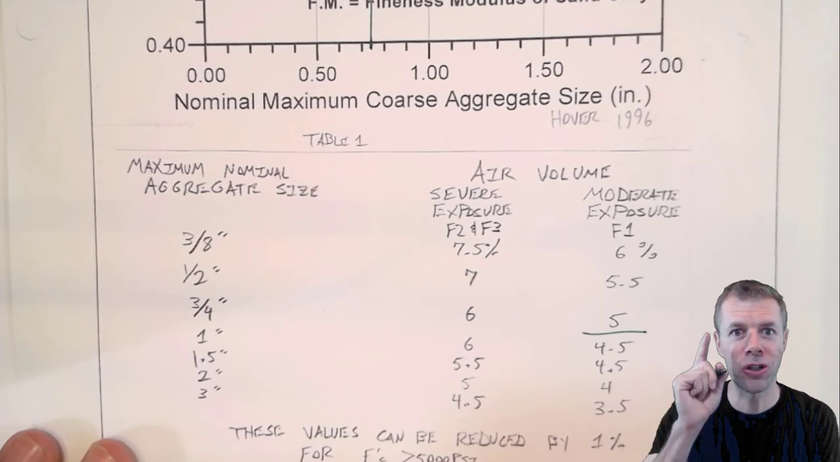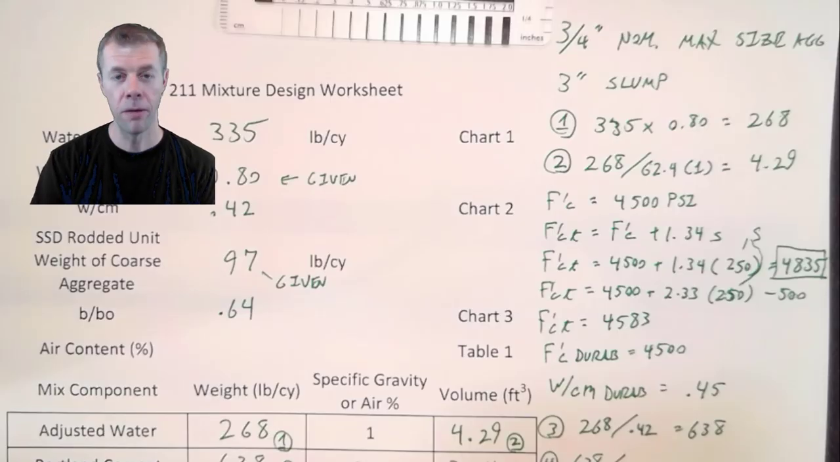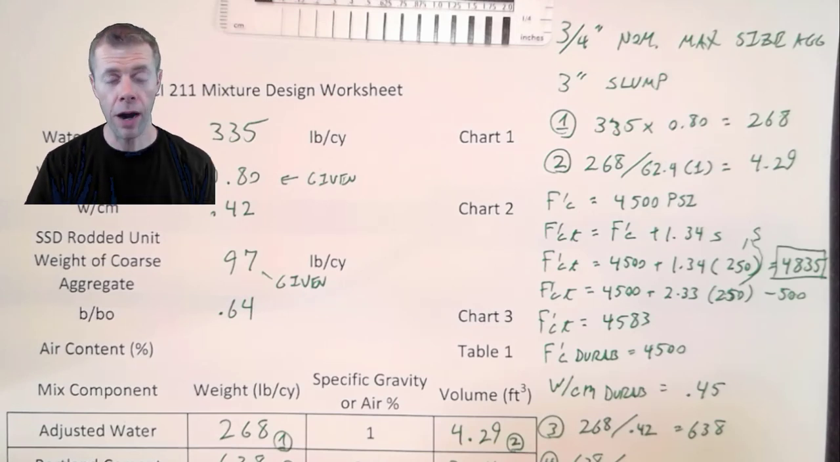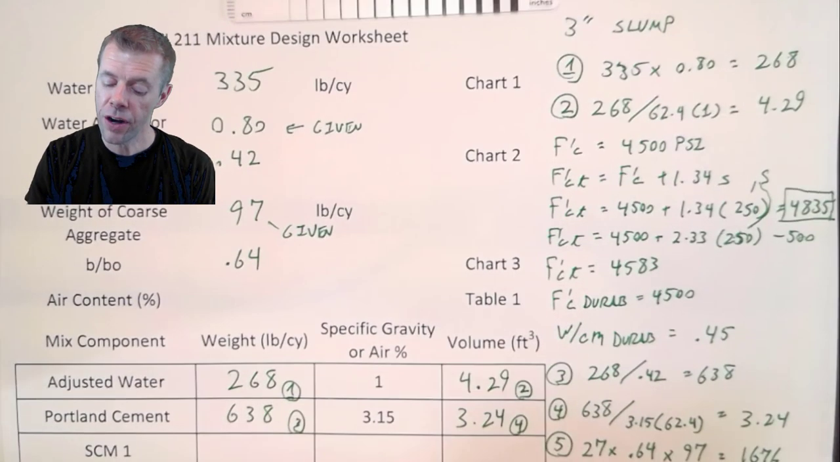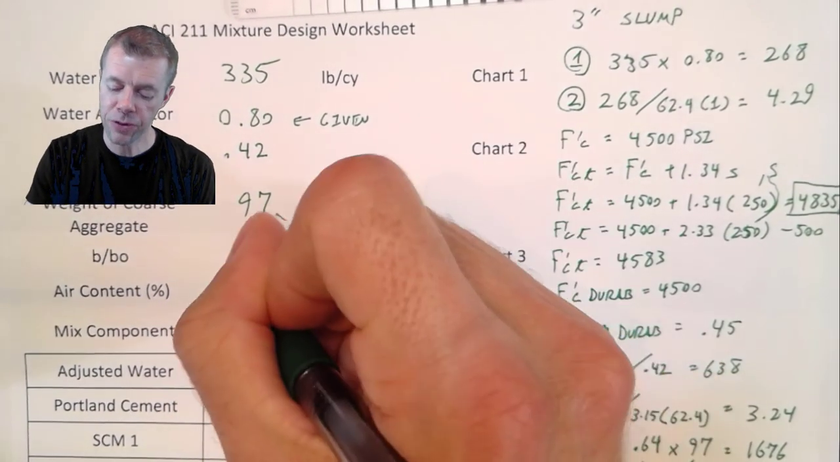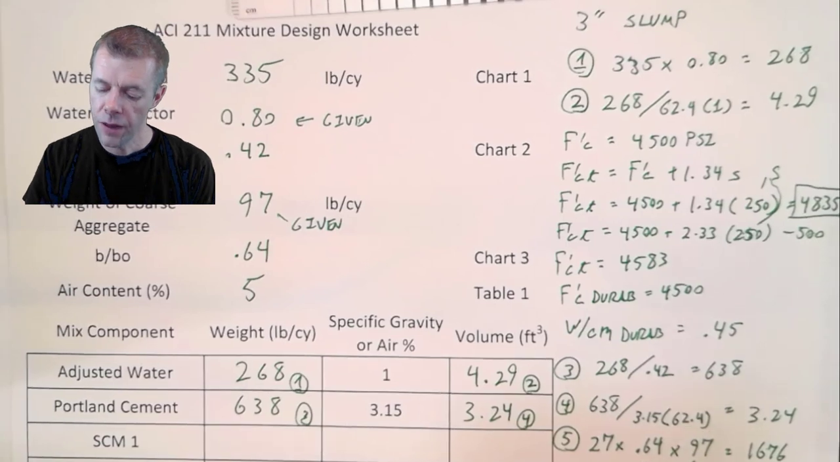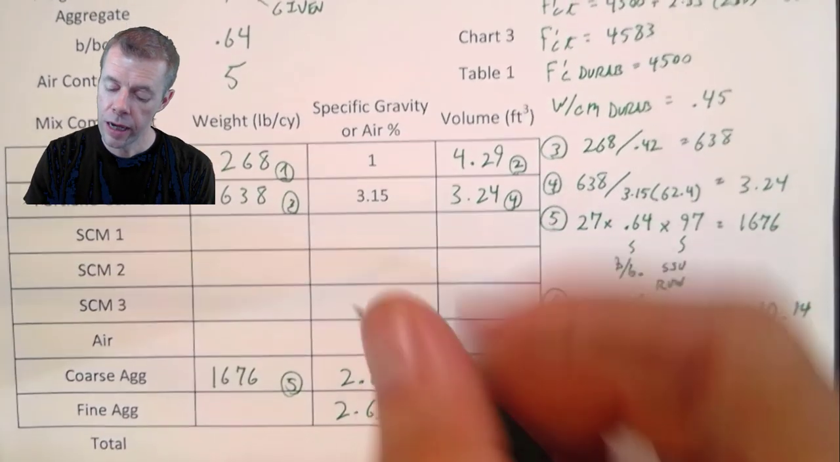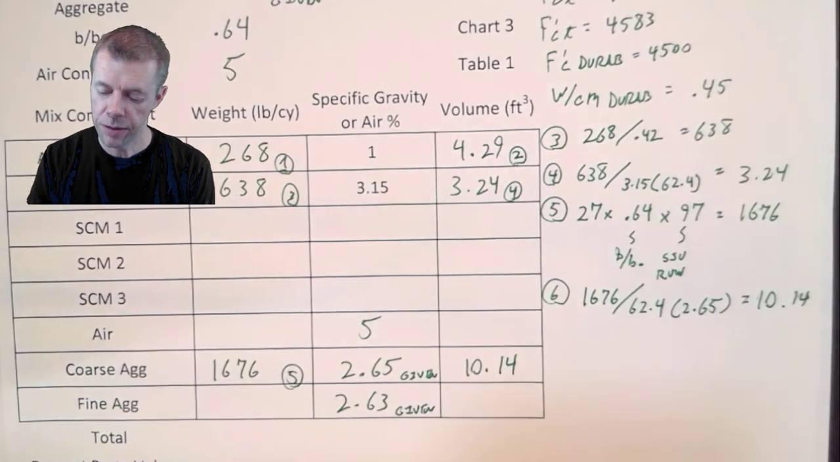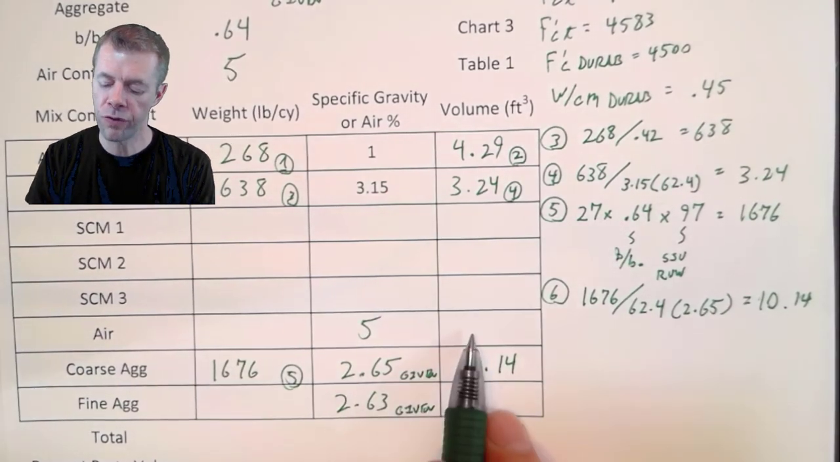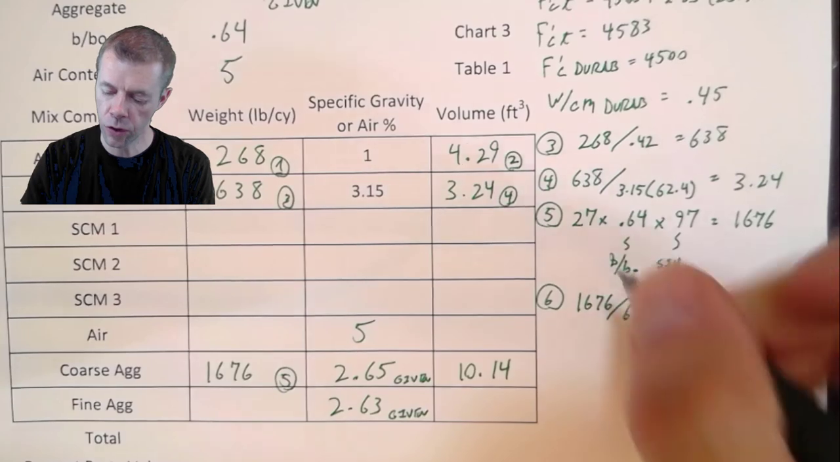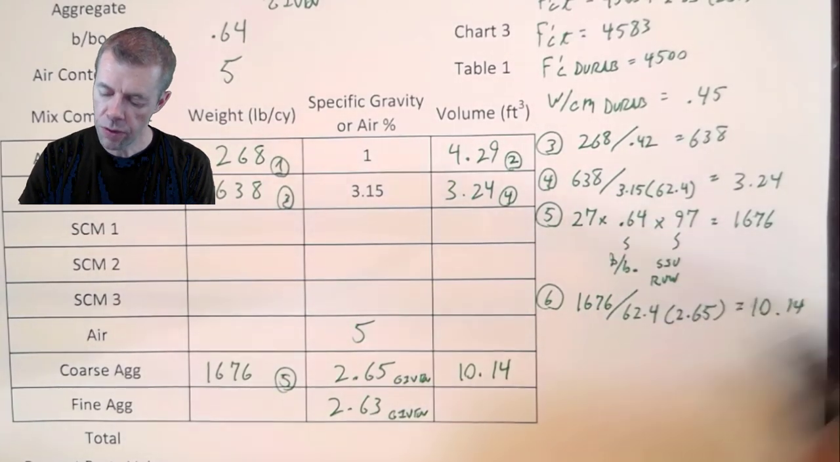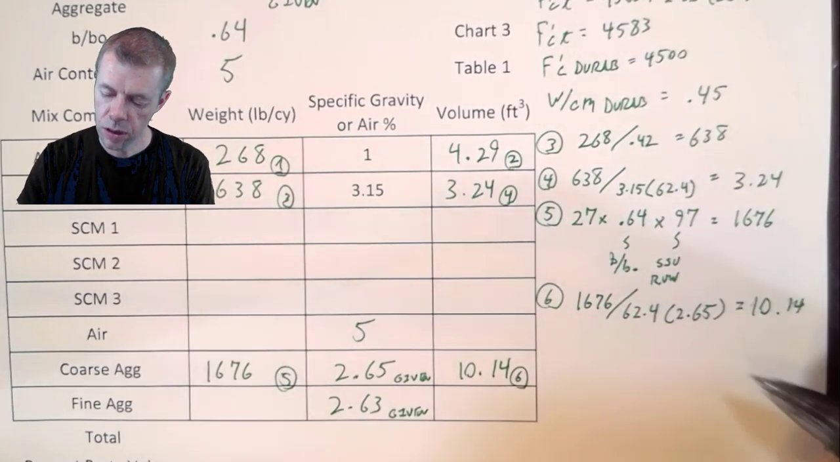Back to the worksheet. Whew! Man, I'm getting tired from flipping all of these pages. But we figured out our air content. The air content happened to be 5%. That means that our volume of air inside of our mixture happens to be 5%. So let's go ahead and figure out what volume that contributes to the concrete. So this was calculation number 6.